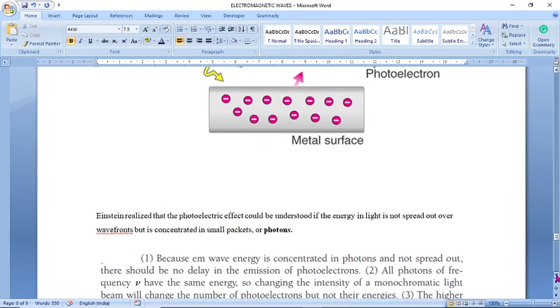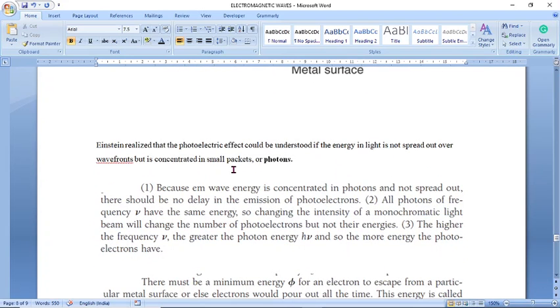Einstein concluded that because an electromagnetic wave's energy is concentrated in photons and not spread out, there should be no delay in the emission of photoelectrons. So as soon as the light is incident, photoelectron emission will occur.